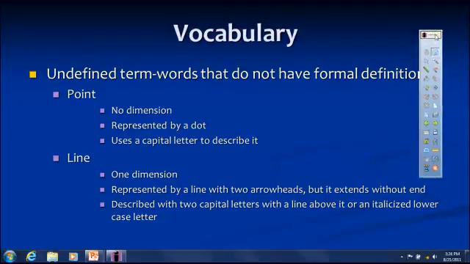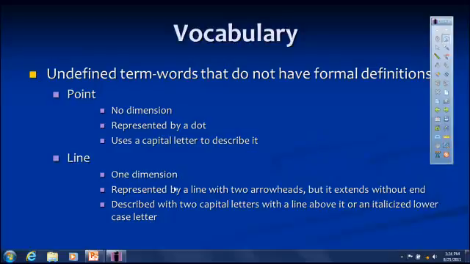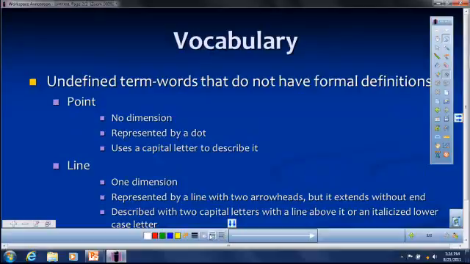Second undefined term is a line. It has one dimension. It's represented by a line with two arrowheads, but those extend without end. Described with two capital letters with a line above it or an italicized lower case letter. So this is what a line will look like. If I draw a line, it's going to look something like that.